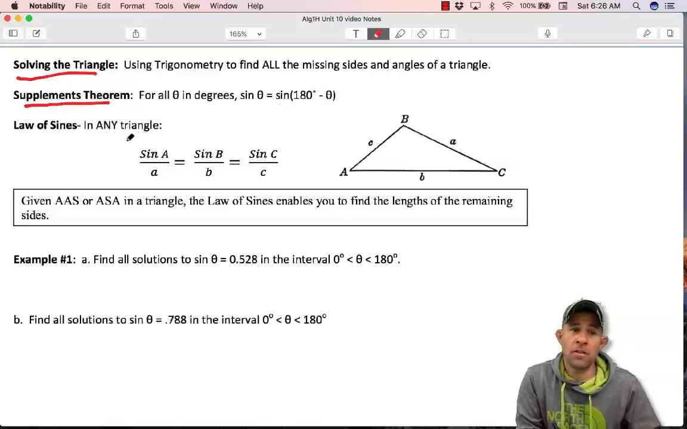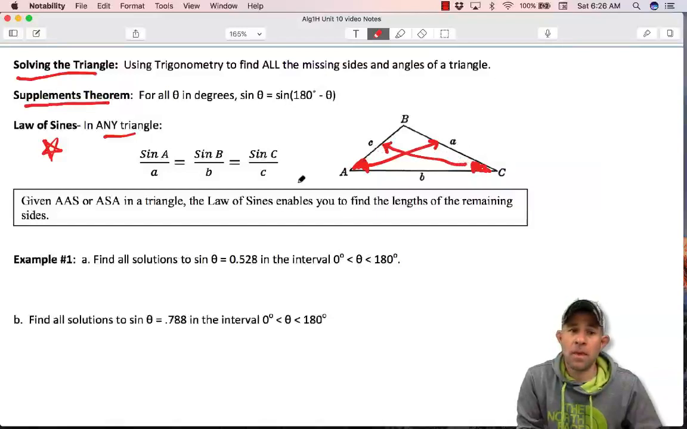And then finally, here's our law of sines. It simply says in any triangle, it does not need to be a right triangle, so take note of that, you have the sine of an angle over the side across from it is equal to the sine of another angle over the side across from it, and that's equal to the sine of the third angle over the side across from that. So again, keep in mind here that it's always this relationship. The sine of an angle over the side across is proportional to the sine of another angle over the side across from it.